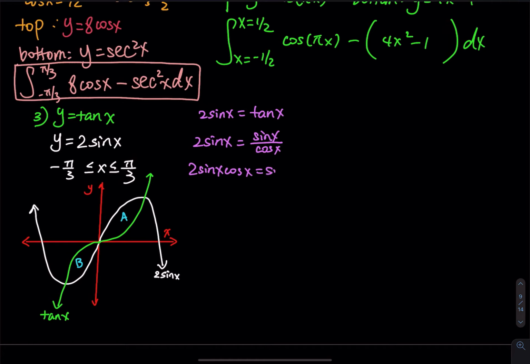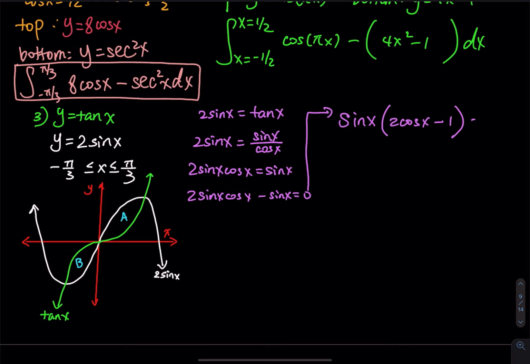That is equal to sine x. And then we subtract sine x. So 2 sine x cosine x minus sine x equals 0. And then let's bring this to this side, and then we factor out the sine x. And then we have sine x times 2 cosine x minus 1 equals 0.